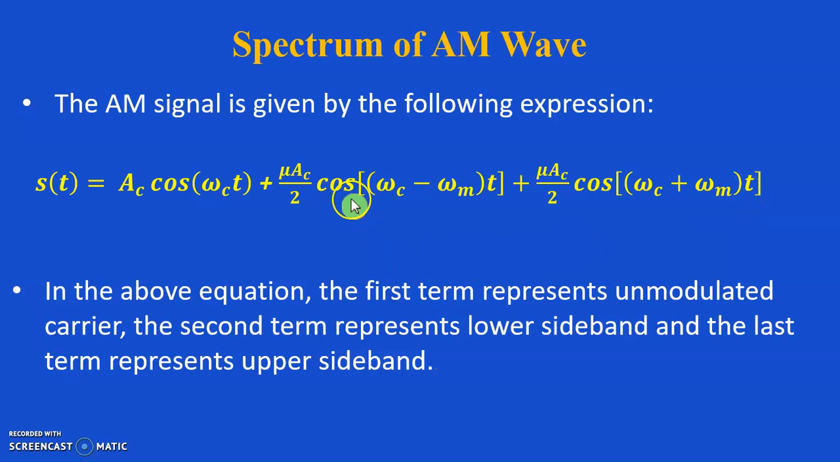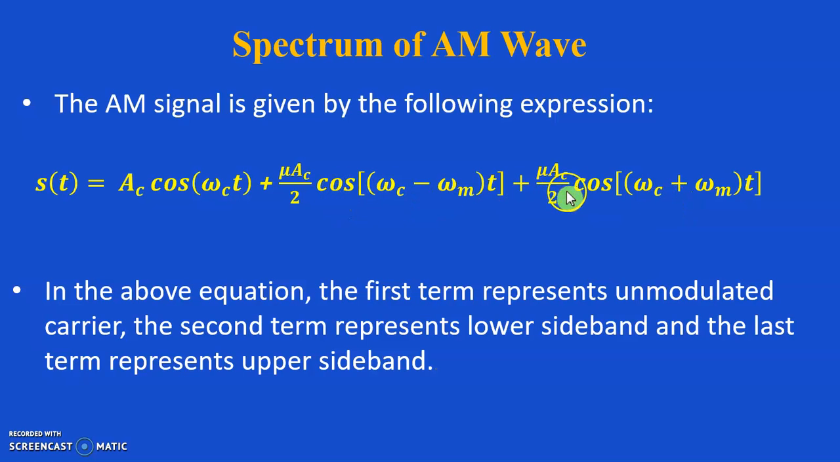In the above equation, the first term represents the unmodulated carrier, or the pure carrier signal, which has a frequency of ωc and an amplitude of Ac. The second term, μAc/2 cos((ωc − ωm)t), represents the lower side band, and the last term represents the upper side band.